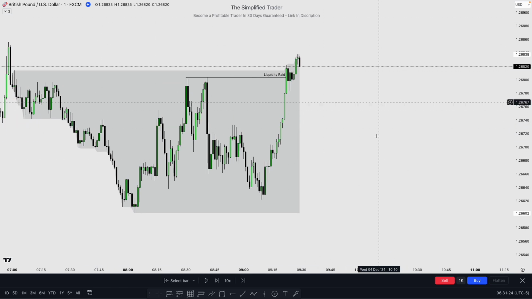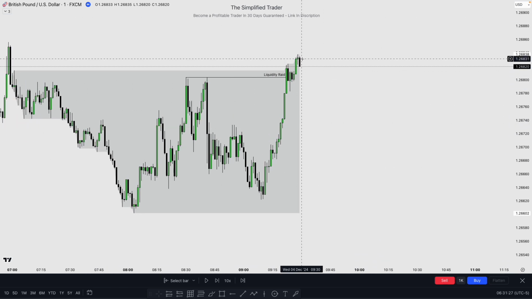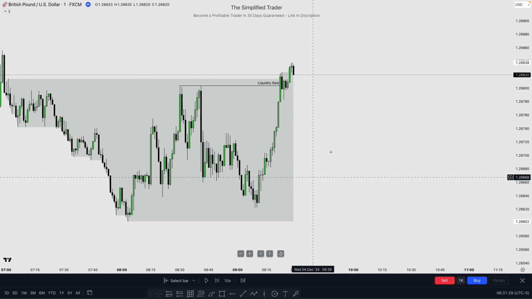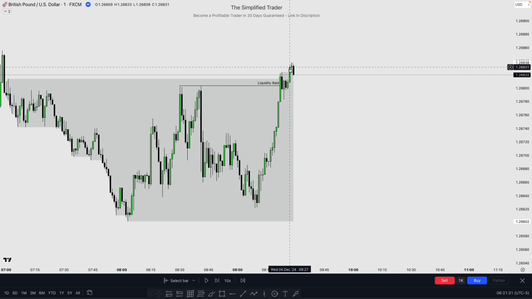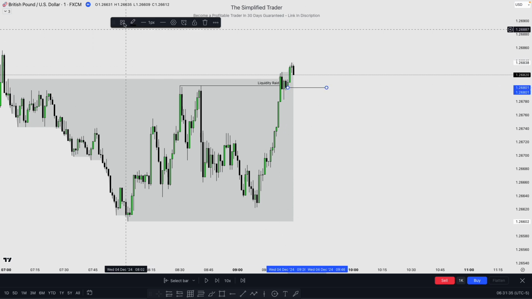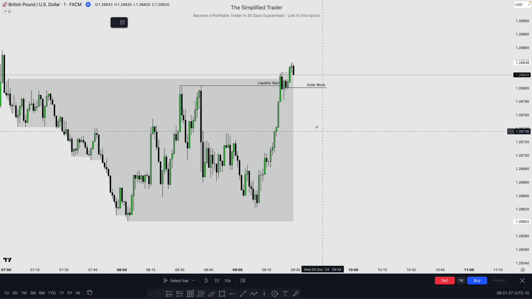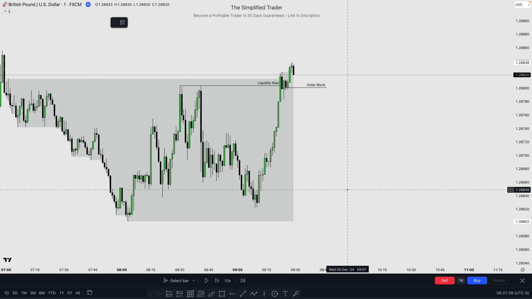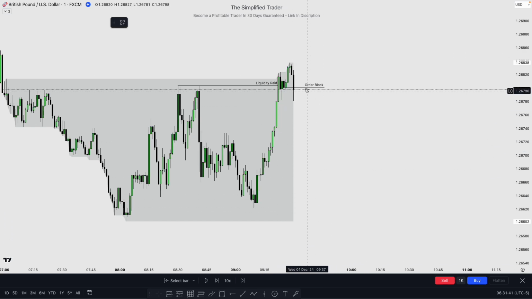Now, here we are in New York session. 9:30 opens in the very next candle. What do we have? We have consecutive up-close candles that took out liquidity. As soon as we close below the opening price of this, that will form my order block. Now let's play price forward to see what happens. 9:30 opens and we form this order block. So very easy, very straight to the point.